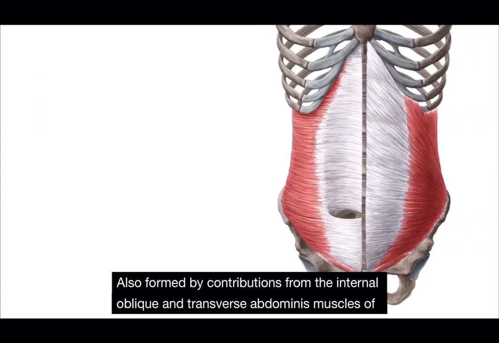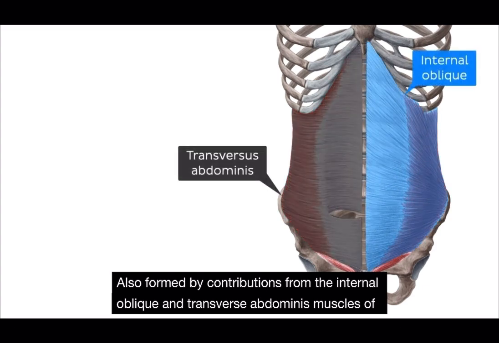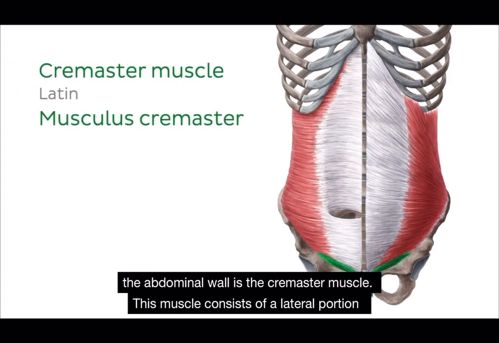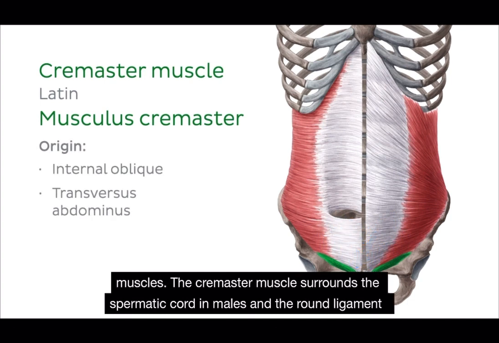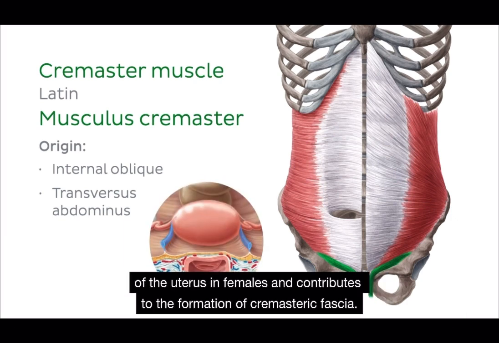Also formed by contributions from the internal oblique and transverse abdominis muscles of the abdominal wall is the cremaster muscle. This muscle consists of a lateral portion that arises from the inferomedial portion of the internal oblique and transverse abdominis muscles. The cremaster muscle surrounds the spermatic cord in males, and the round ligament of the uterus in females, and contributes to the formation of cremasteric fascia.